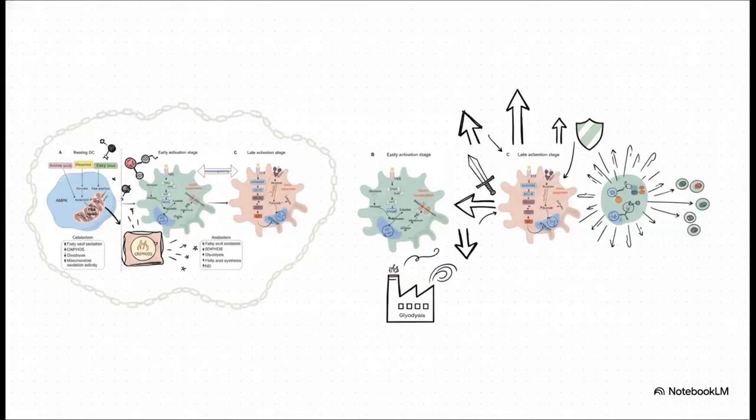Now, this diagram here really brings it all to life. Look at the cell on the far left in panel A. That's our resting DC. It's in a catabolic state. That's breakdown mode. It's just breaking things down for that slow and steady energy. But then, after it gets activated, look what happens in B and C. It switches to an anabolic state. That's build-up mode. The fast-burning glycolysis just takes over, giving it all the raw power it needs to build weapons, move around, and activate the rest of the immune system.